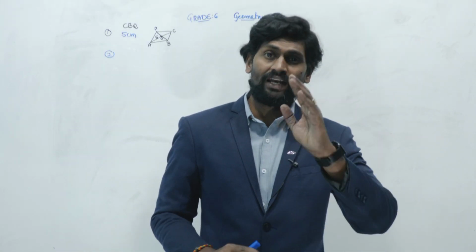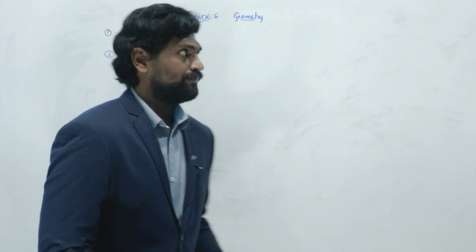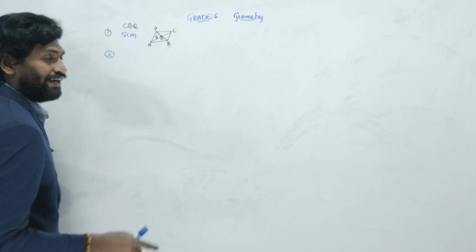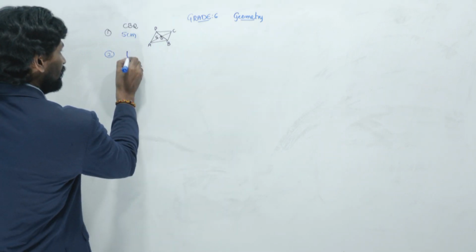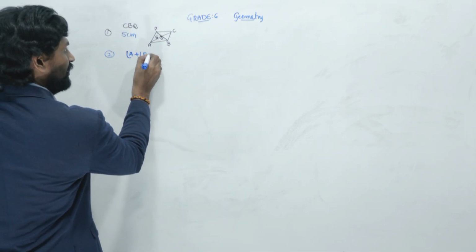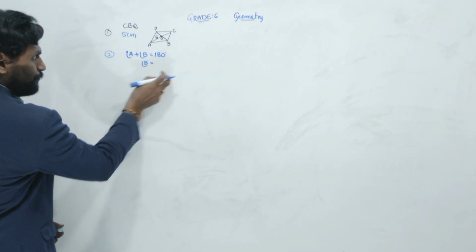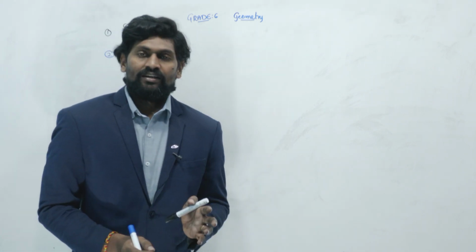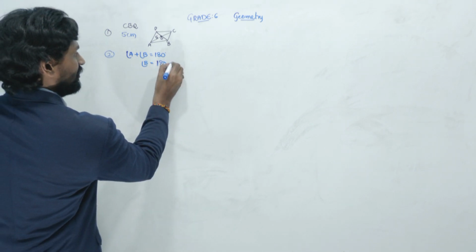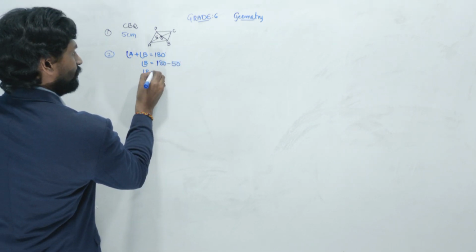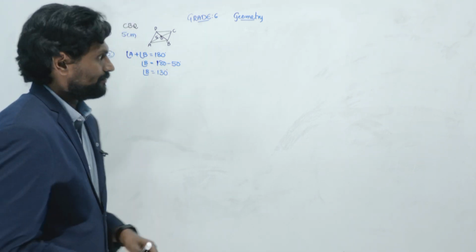Again, it is based on the parallelogram. In parallelogram ABCD, angle A is 50 degrees, find angle B. According to the property of a parallelogram, the sum of adjacent angles is 180. That means angle A plus angle B equals 180 degrees. So angle B equals 180 minus angle A. We already know angle A is 50 degrees, so 180 minus 50 is 130 degrees. Therefore, angle B equals 130 degrees.